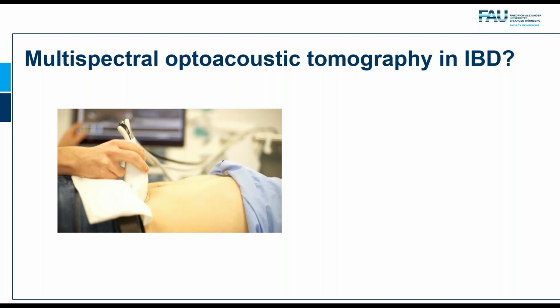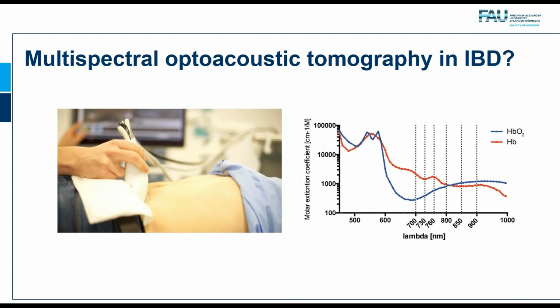So we started this research several years ago when we first got our hands on a prototype clinical system from iThera Medical. Here we could use a handheld probe, which we could use just like normal ultrasound. And we investigated with multispectral imaging the intestinal levels of total hemoglobin, oxygenated hemoglobin, and deoxygenated hemoglobin, and looked at whether this would correlate with disease activity.